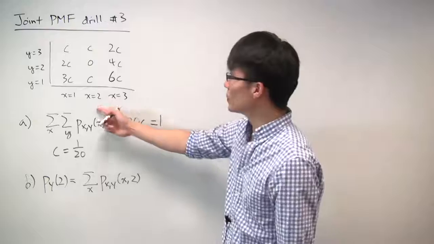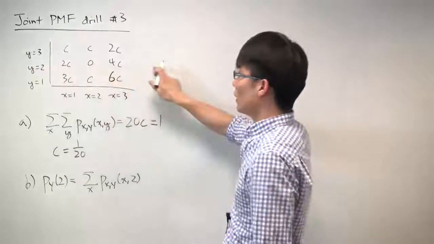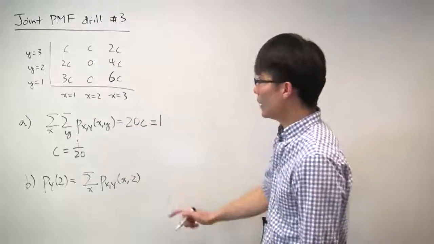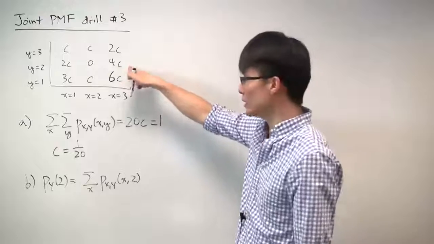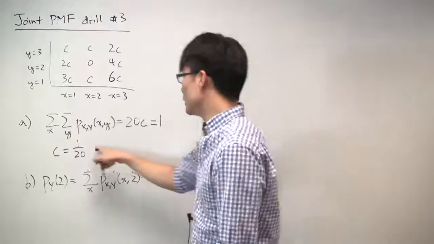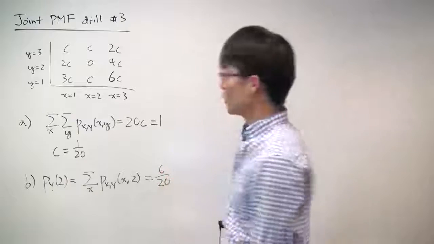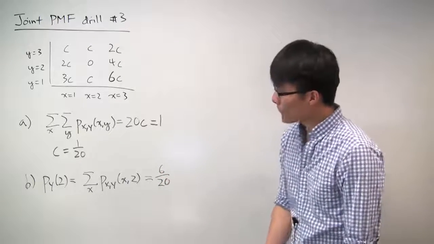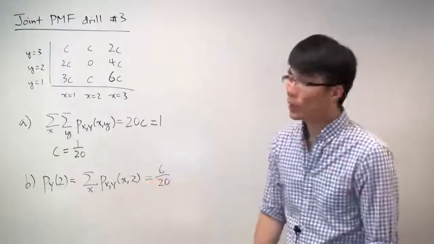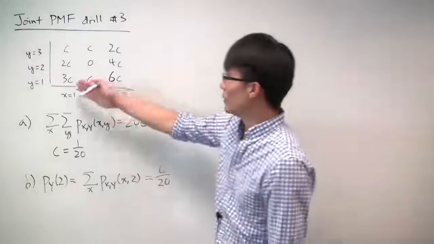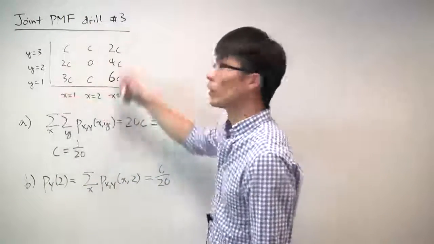And what this really amounts to is just taking this row where y equals 2 and adding along this row. And so what we have is 2c plus 0 plus 4c, so that gives us 6c. And we know what c is, so the answer is going to be 6 over 20. Okay. So just some simple exercise calculating what these marginals are. And if you wanted to calculate the marginal of x, you would sum along these columns instead.